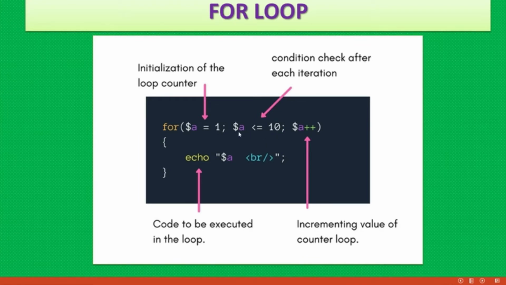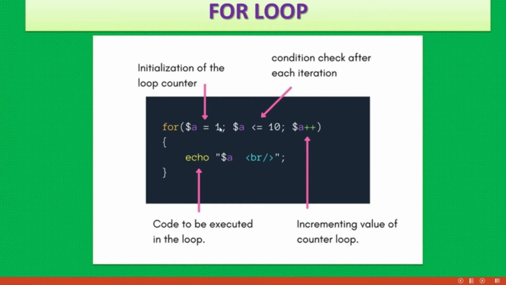Okay, so till a value is less than or equal to 10, this is the condition check. After each repetition, the system has to check whether it has reached 10. We give instructions and coding telling it to check. Each time it is incremented by one value. Plus plus is the increment operator, so it increases the value of a by 1.